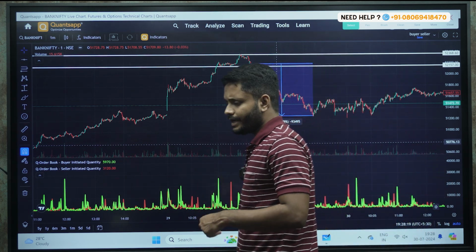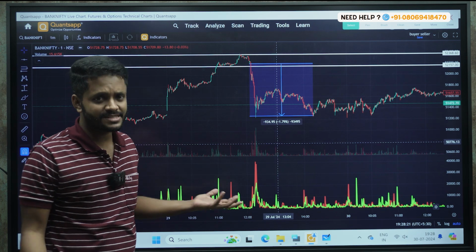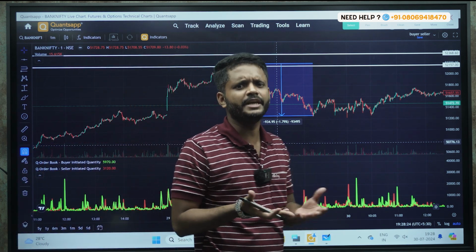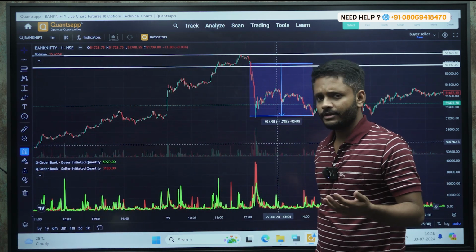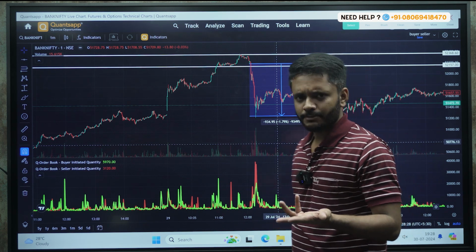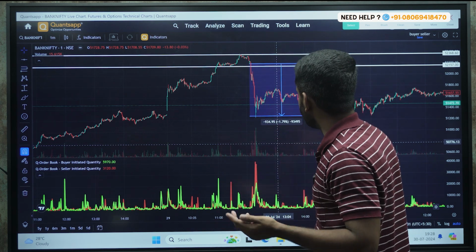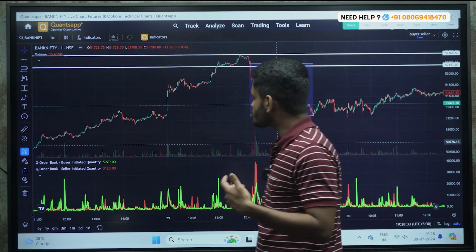Correct. So out of 900 points, even if we could have scalped say 200 or 300, let's take a minimum value, even if you could have scalped 300 points, it would have been more than enough in Bank Nifty. Now the question comes, where will be the stop loss?